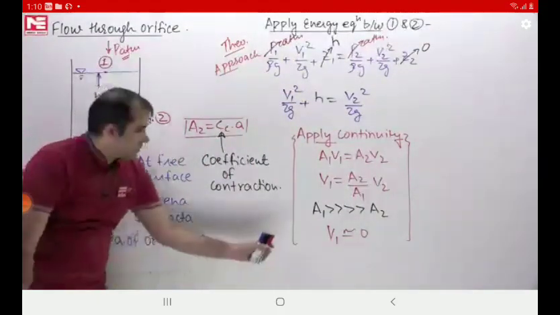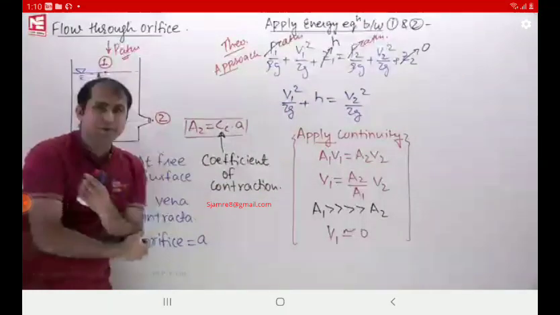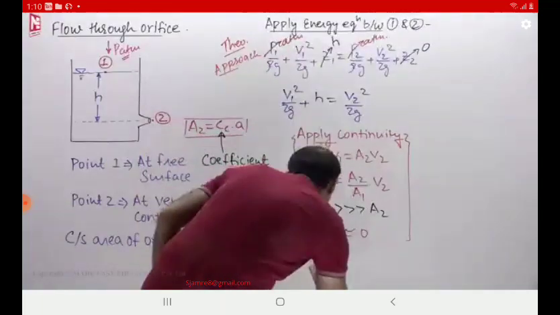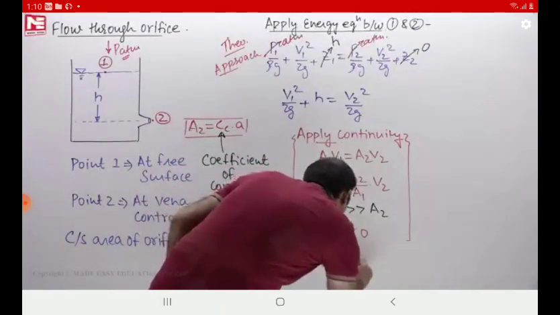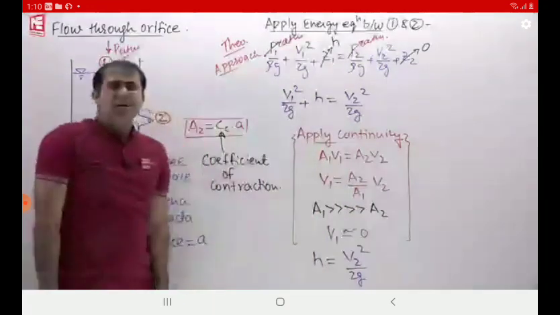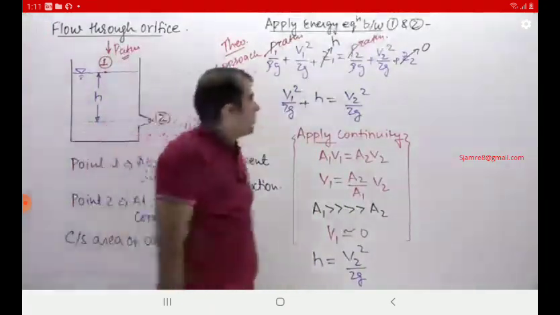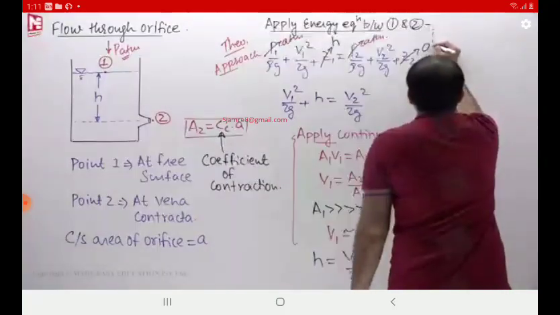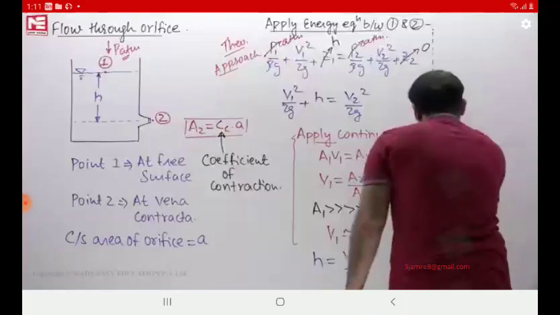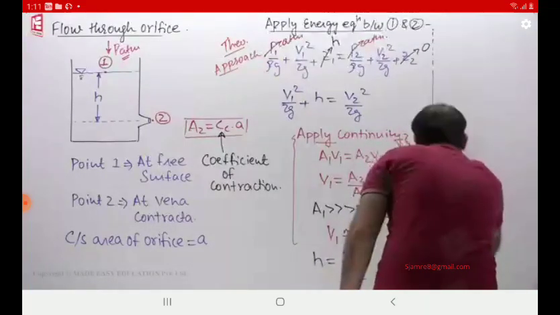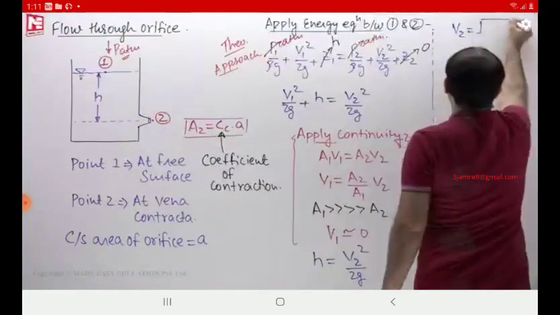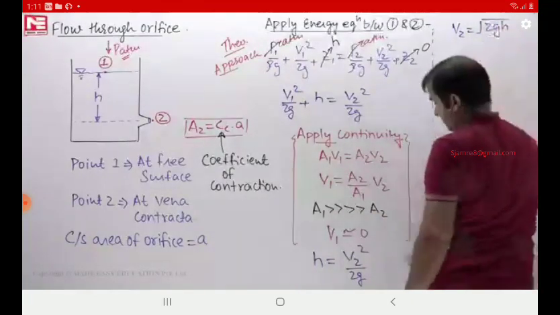My dear, if it is something like this, that this I am going to put here. So this is H equals V2 squared by 2g. In this way, I am going to write here that this V2 is equal to root of 2g into H.